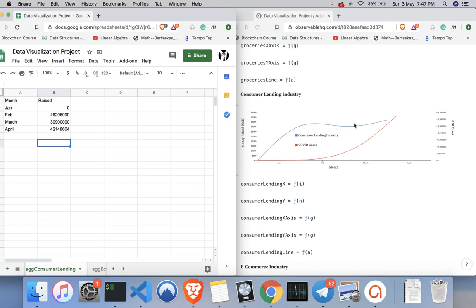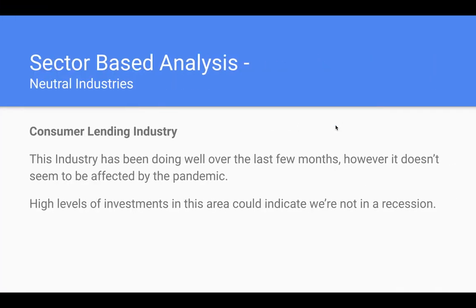And we could see that the rise in COVID cases hasn't necessarily impacted this. The high levels of investment in this area could indicate that we're not in a recession. However, it is possible that these high levels of investments are occurring because people speculate that there will be more loans being taken as the number of COVID cases increase.